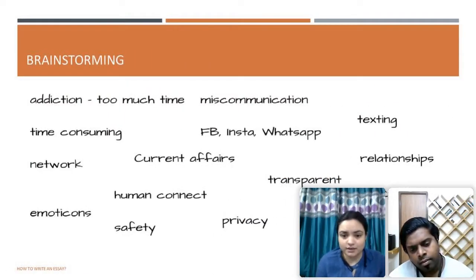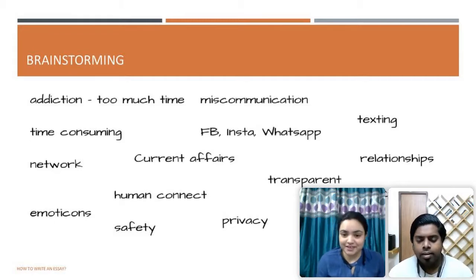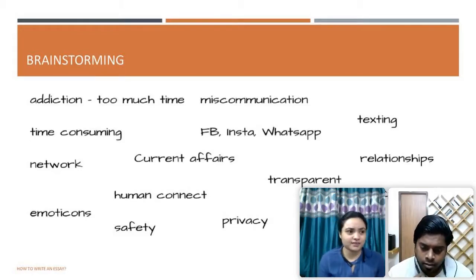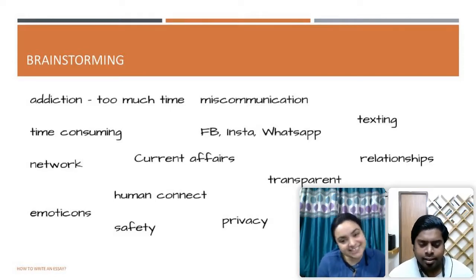Whatever comes to your mind. Not everything has to be relevant. For example, in this case, the phrase current affairs, that is not relevant with communication as such. It is relevant with social media. But can we use it for the topic? Not really. So this is one way of brainstorming, and I'm sure that students can come up with way more points than what you see on screen. 30 seconds, have a look, and I move on.